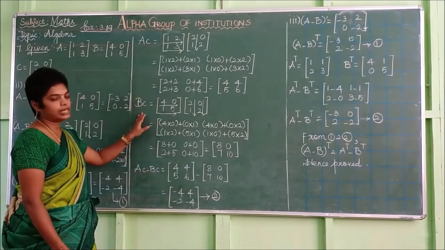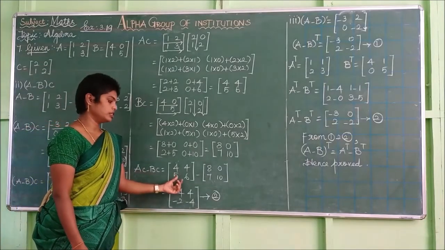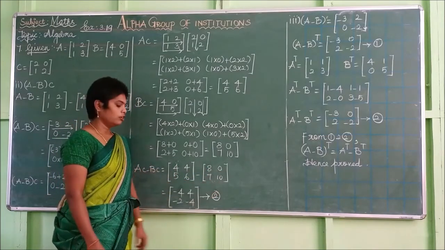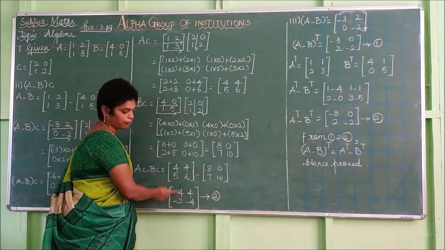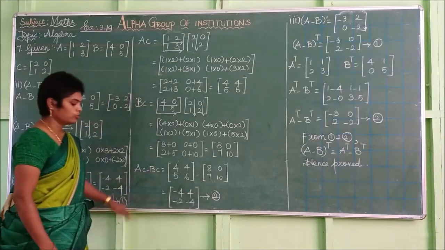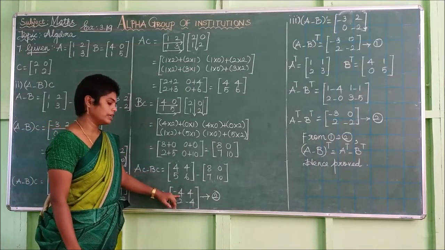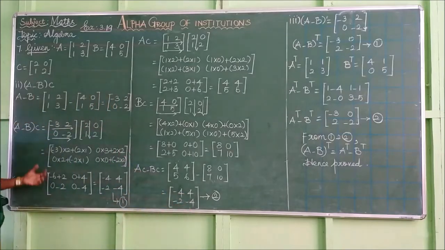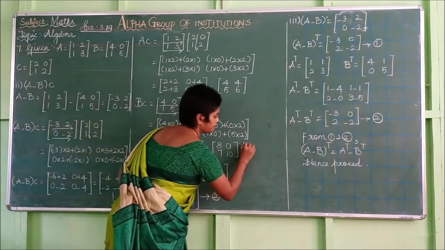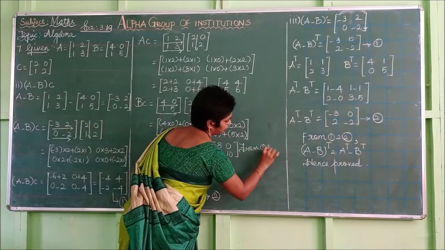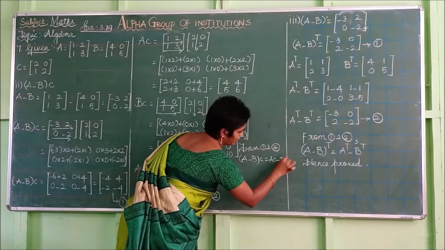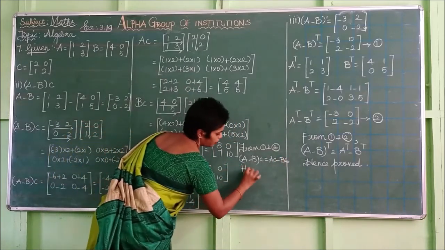So we have AC, BC value, substitute here, AC minus BC which is equal to 4, 4, 5, 6 minus matrix 8, 0, 7, 10. Now you can subtract. 4 minus 8 is minus 4. 4 minus 0, 4. 5 minus 7 minus 2. 6 minus 10 minus 4. So you got the value of AC minus BC which is equal to minus 4, 4, minus 2, minus 4. So look here, our LHS is minus 4, 4, minus 2, minus 4. Both are same. From 1 and 2 we can say A minus B into C which is equal to AC minus BC. Hence proved.